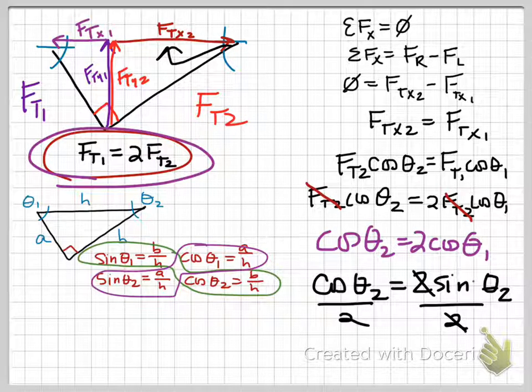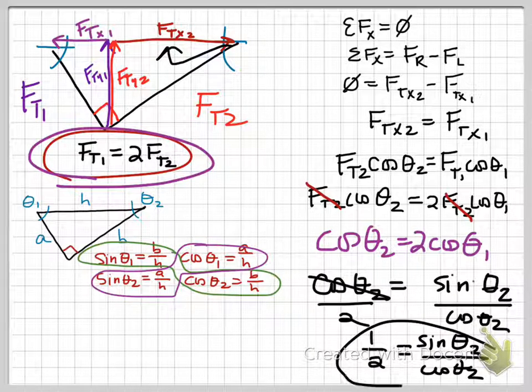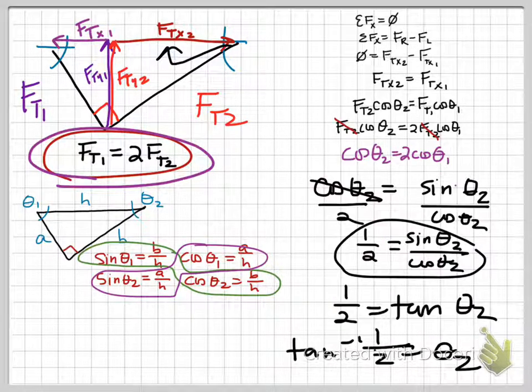Okay. So if I divide both sides by 2, I now have cosine theta 2 divided by 2 equals sine theta 2. Well, what if I divide both sides by cosine theta 2? I now have 1/2 equals sine theta 2 over cosine theta 2, which is tangent, which means I have a single number that I can use an inverse tangent function with. So we can say that 1/2 equals tan theta 2, so the inverse tangent of 1/2 equals theta 2.